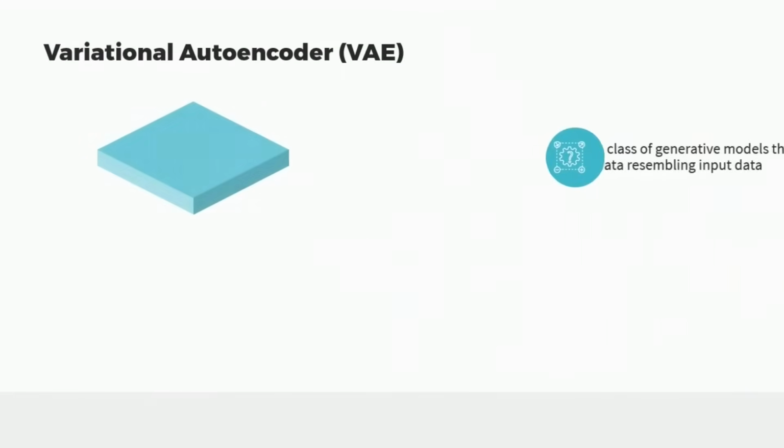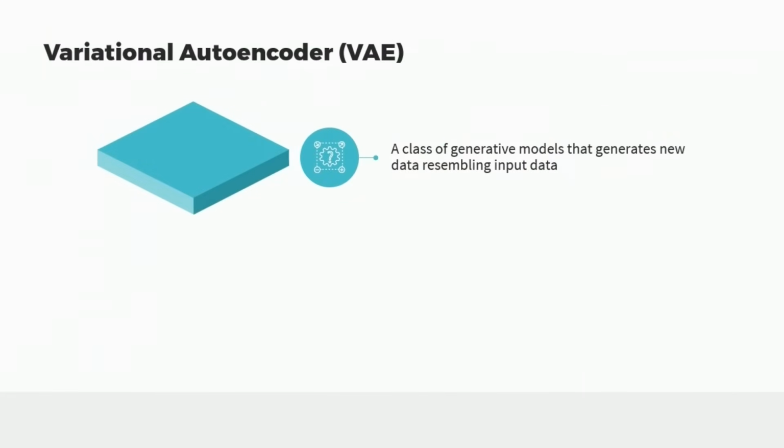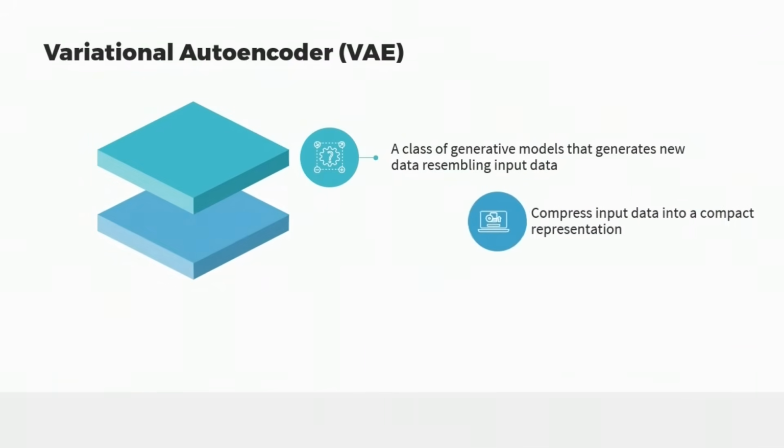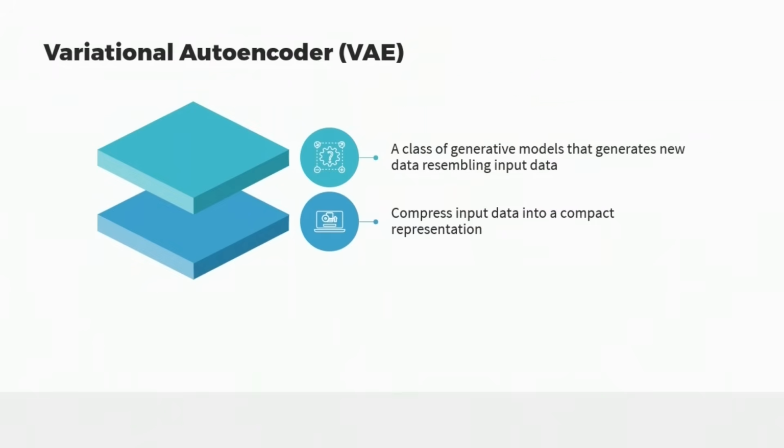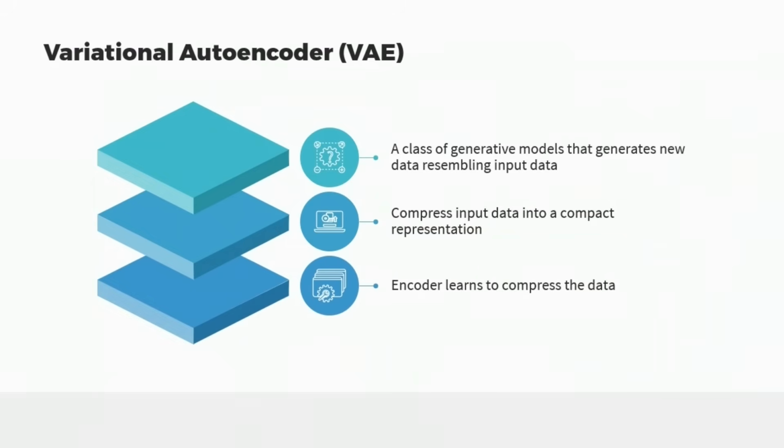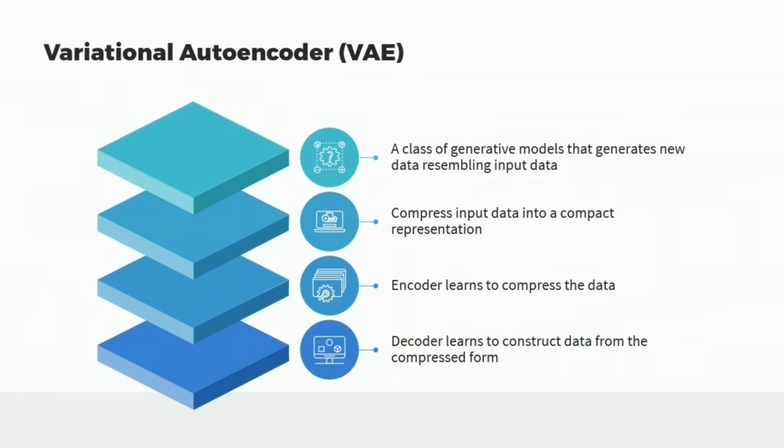Variational autoencoders, or VAEs, are a class of generative models that generate new data that resembles the input data, like images or text. At their core, VAEs work by compressing input data into a compact representation called the latent space, and then reconstructing the original data from this compressed form. This process involves two main components: an encoder that learns to compress the data, and a decoder that learns to construct the data from the compressed form. VAEs are valuable for a wide range of applications, from image synthesis and enhancement to anomaly detection.